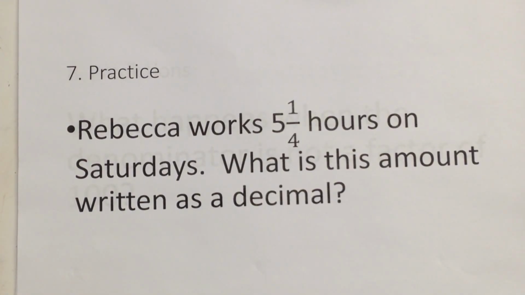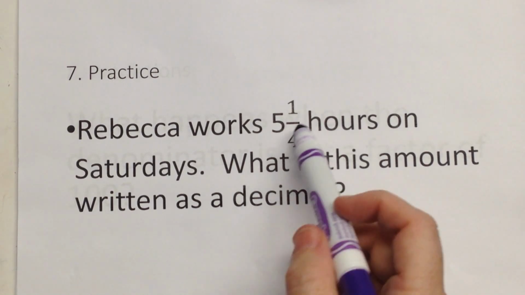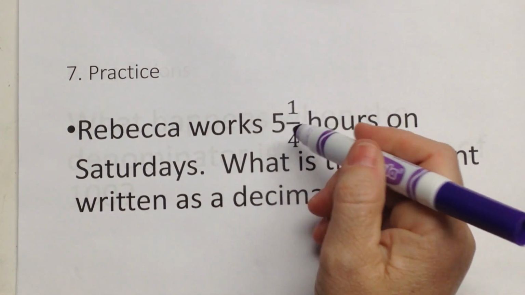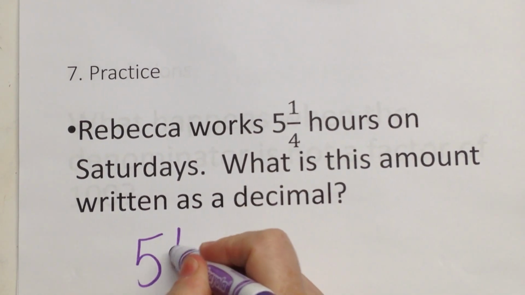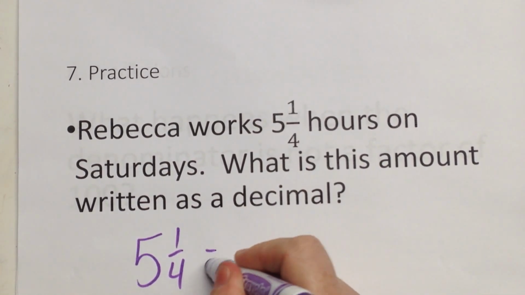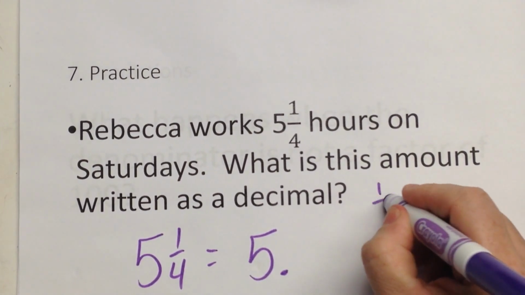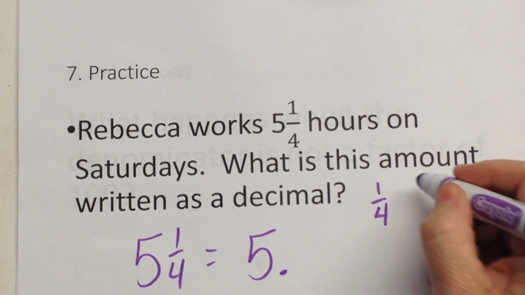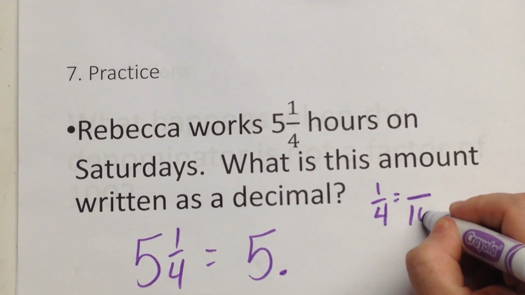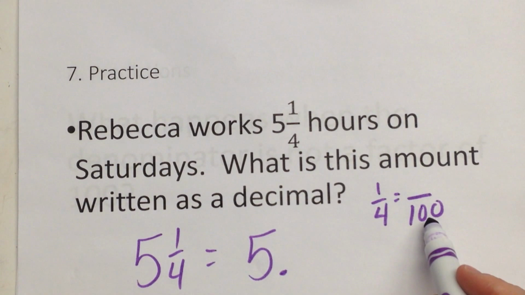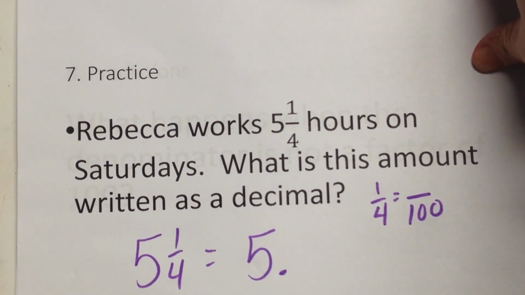Number 7, Rebecca works 5 1/4 hours on Saturday. What is this amount written as a decimal? Now remember, it's a mixed number. So if I have 5 1/4, my decimal is going to be 5 point something. So you want to take your 1/4 and rewrite it as a fraction with a denominator of 100. How do I get from 4 to 100? And then remember, whatever you do to the bottom, you do to the top. Pause your video and solve this.